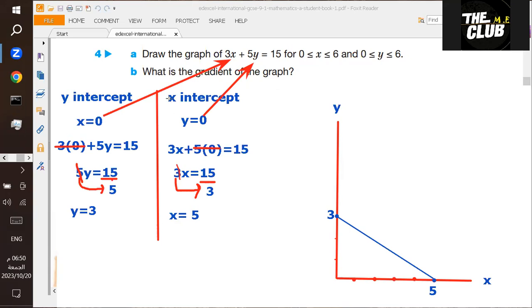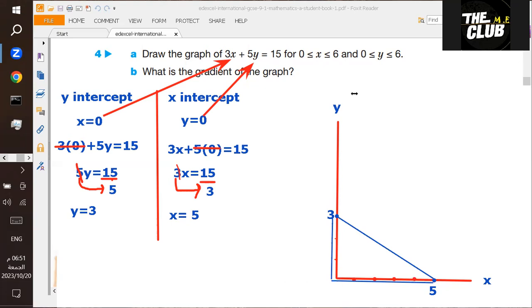Now, this is the first part, which is to draw the line or draw the graph. Now we need to find the gradient. To find the gradient, we can use the graph, or we can use the equation. It's up to you. If you have the graph, it's easier to use the graph. We already know that the gradient is the rise over run. Now, the rise is 3. And the run is 5. Very good. So the rise is 3 and the run is 5, so I'm going to make it 3, which is the rise.